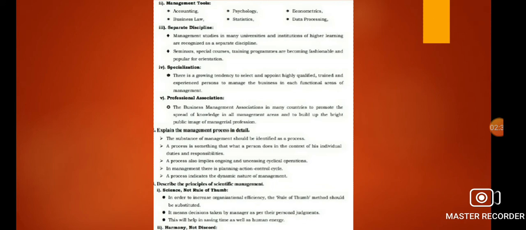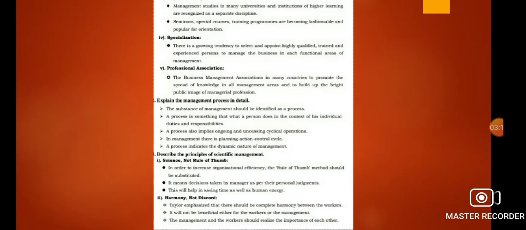The business management associations in many countries promote the spread of knowledge in all management areas and build up the bright public image of managerial professions. So these are all the concept of management. That is the characteristics or features of management. Then next, question number 2, explain the management process in detail.